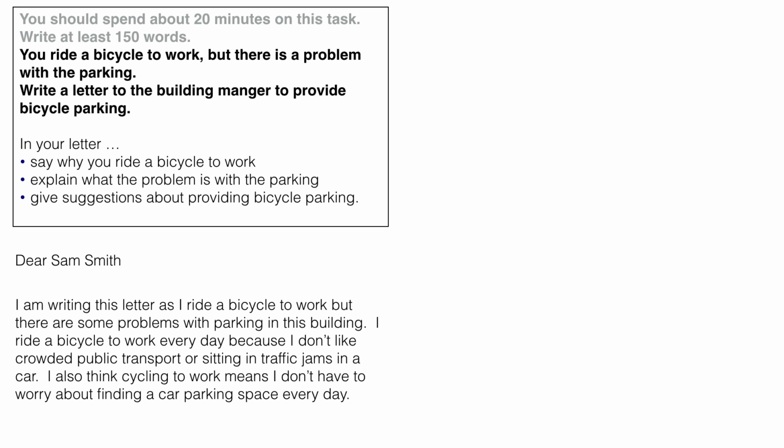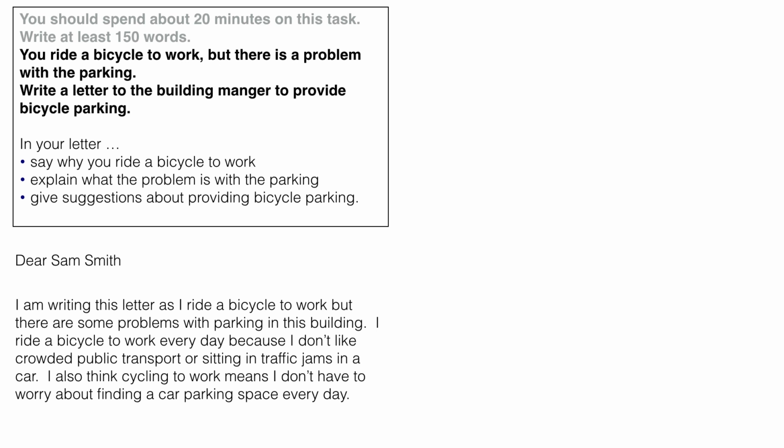So not just one reason why, there are 3 reasons. So this is quite a common thing you need to think about. When they ask you to do something, don't do it once. Don't say one reason you ride a bicycle to work. Use more vocabulary and grammar and use your word count to say 2 or 3 reasons why you ride a bicycle to work. The same with the next part. Explain what the problem is. Don't explain one problem. You can have more than one problem. The question does say there is a problem. You can have more. Quite often the question will say there are several problems. So you have to write more.